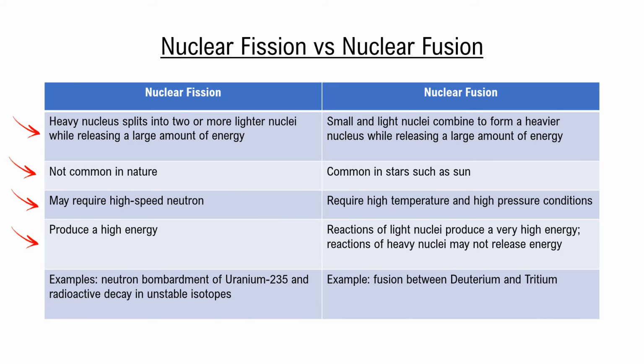Nuclear fission produces a high energy, and for nuclear fusion, reactions of light nuclei produce a very high energy, and reactions of heavy nuclei may not release energy. Last but not least, the examples for nuclear fission are neutron bombardment of uranium-235 and radioactive decay in unstable isotopes. And an example of nuclear fusion is fusion between deuterium and tritium.